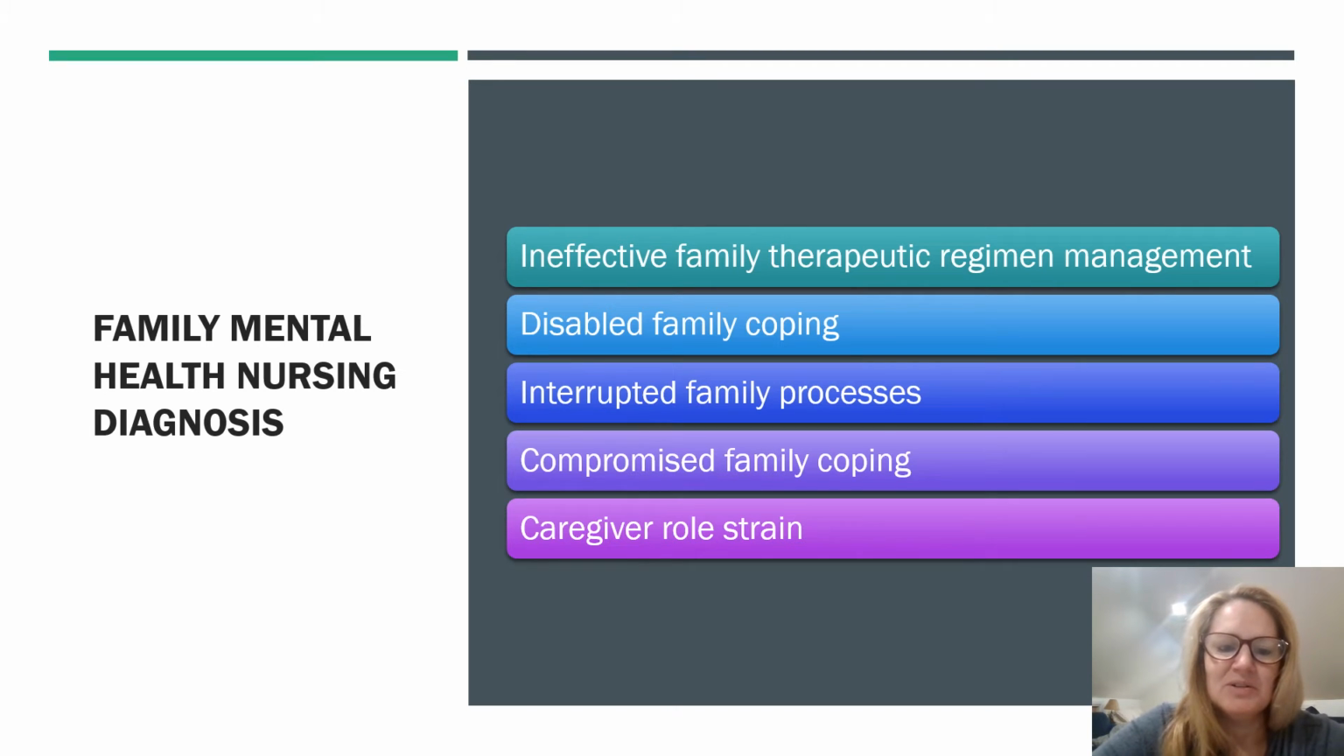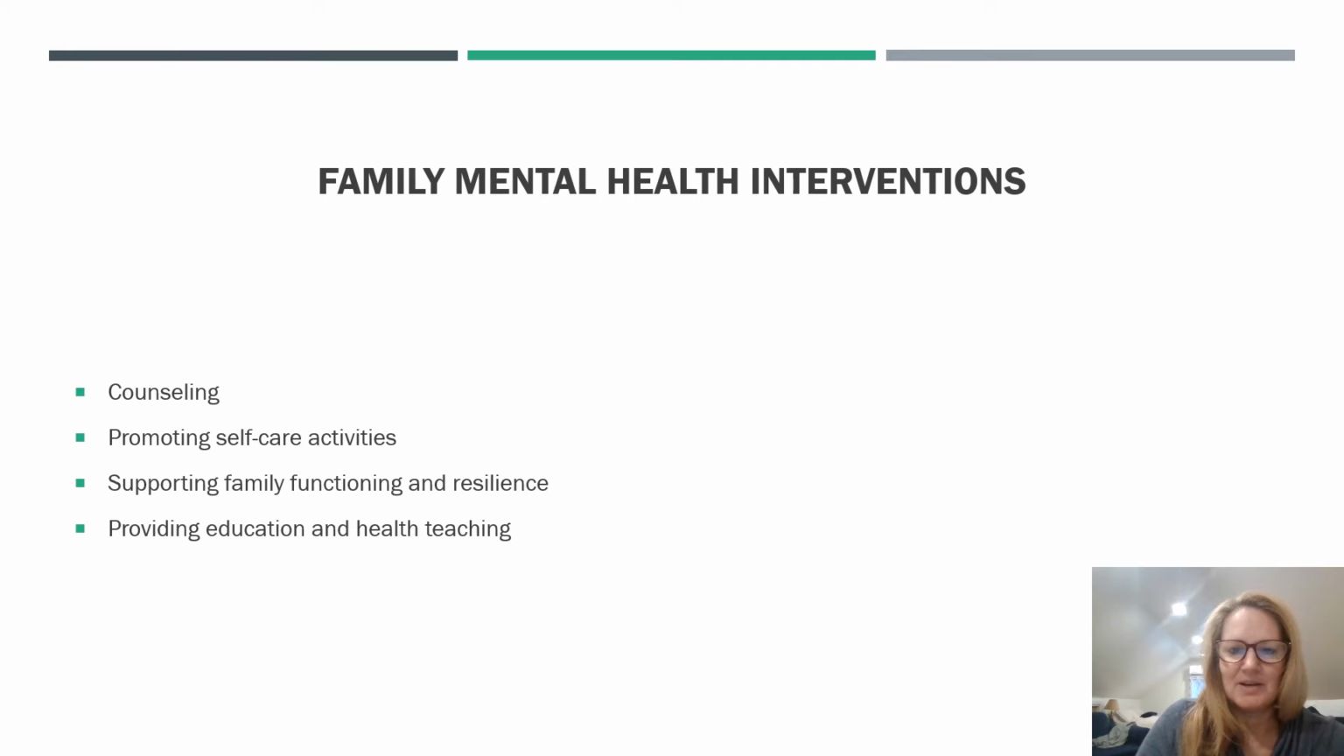So here's some typical family mental health nursing diagnoses. You're not only treating that patient, but even if they're going to be discharged to a facility, it's very helpful to keep family involved. So ineffective family therapeutic regimen management, disabled family coping, interrupted family processes for sure. Caregiver role strain is huge in mental health. So those are just some diagnoses you might see along the way.